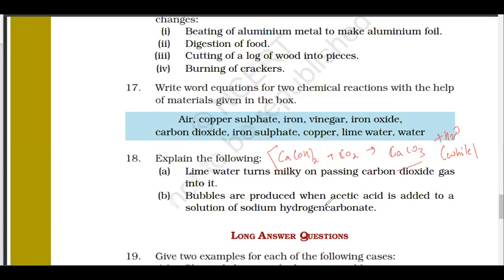Okay, got it? Ragini, got this? Everyone got this? Esther, Arav, Akshit, Yukti? Okay, Esther, I'll repeat. No worries, I'll repeat once again. So, you can say that lime water turns milky on passing carbon dioxide because it forms a white precipitate of calcium carbonate. Okay. White precipitate of calcium carbonate.